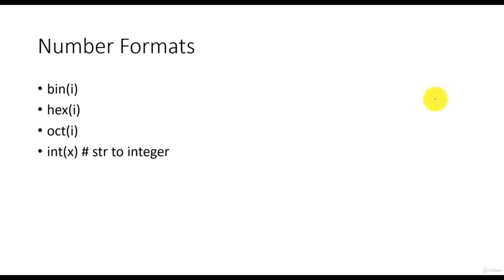Python provides a few functions to convert a number into different formats, that is binary, hexadecimal, and octal formats. Python also provides one function to extract an integer value if it is in a string. We will study the string data type in the later chapters of this course. The function name through which we extract the integer value from a string is actually int. We will study this function also in our later chapters.